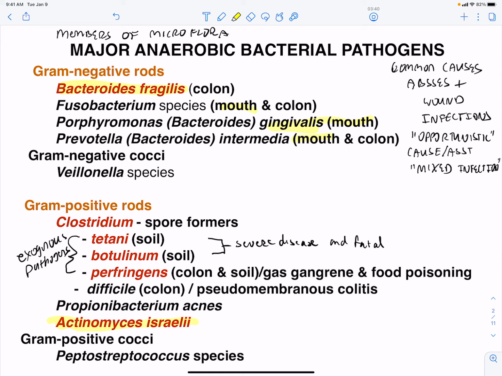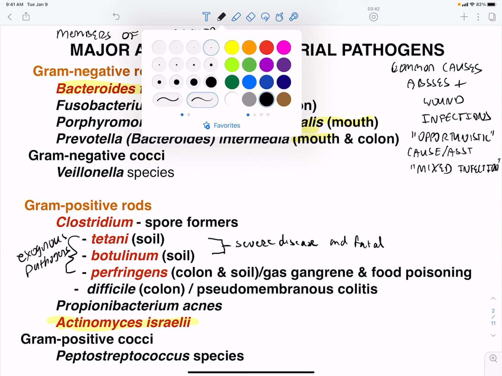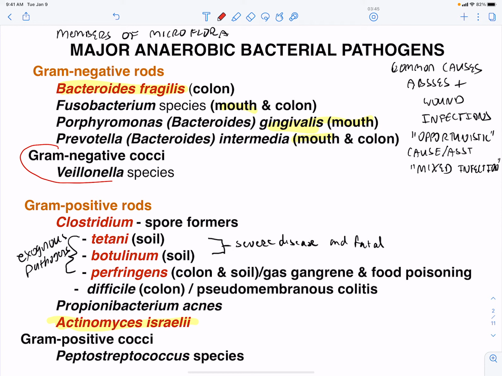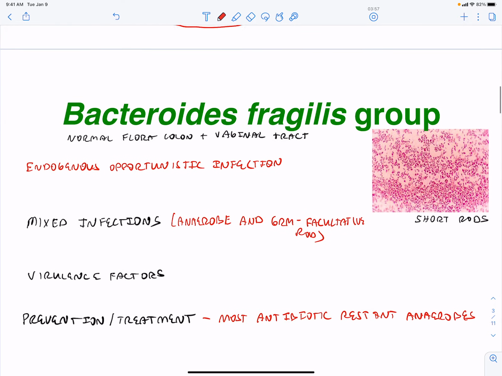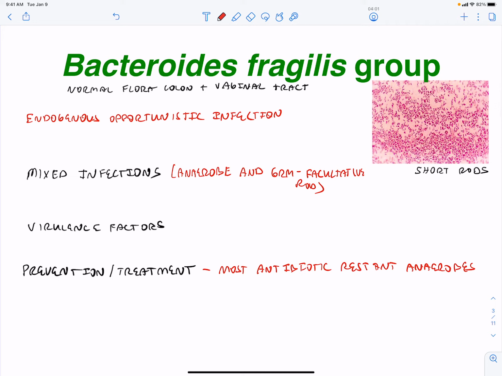And then we do have a few cocci to highlight here. We have our gram-negative cocci, Veillonella species, and our Peptostreptococcus, gram-positive cocci. Now, first up is Bacteroides fragilis, and this again is a normal flora in the colon as well as the vaginal tract. These are going to form short rods, so they look very stumpy. They're going to be, again, an endogenous bacterium, so they're going to be causing opportunistic infections.